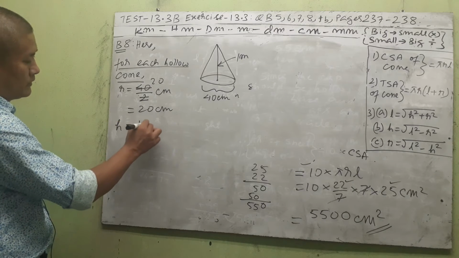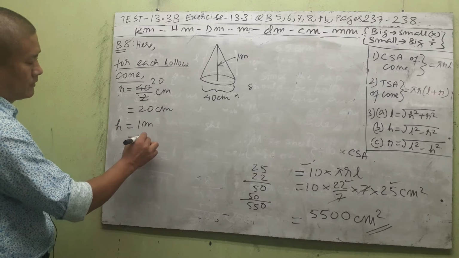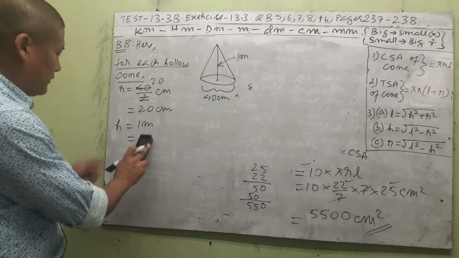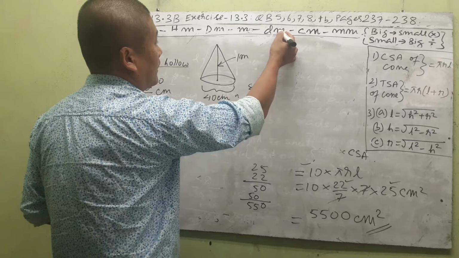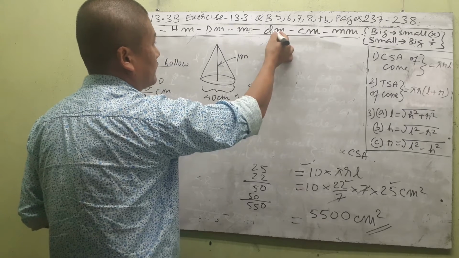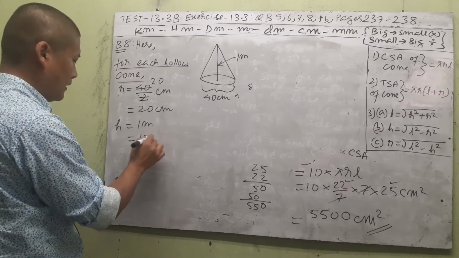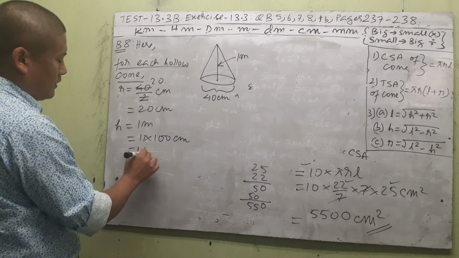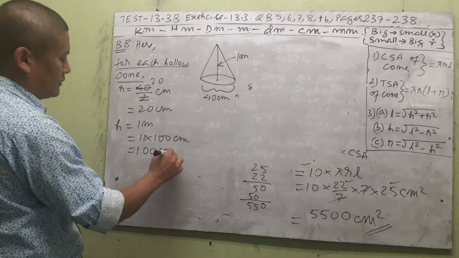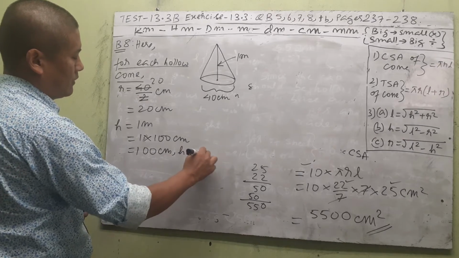Height is 1 meter, so let us convert that to centimeter because this is in centimeters. So meter to centimeter means big to small. How many places without counting the first one? 1, 2. So multiply by 100, then meter will disappear, centimeter will come in. So 1 into 100 is 100 centimeters, the height of each cone.